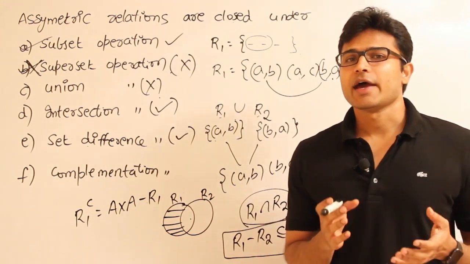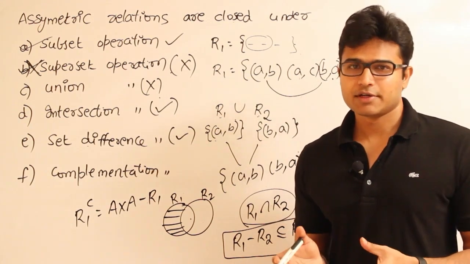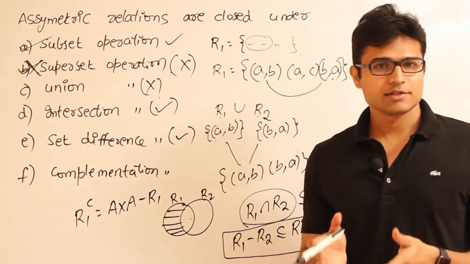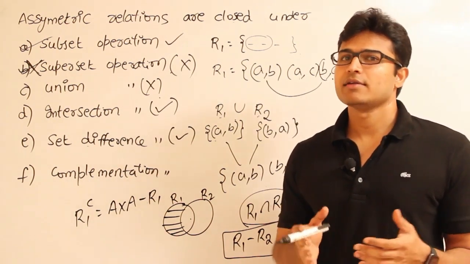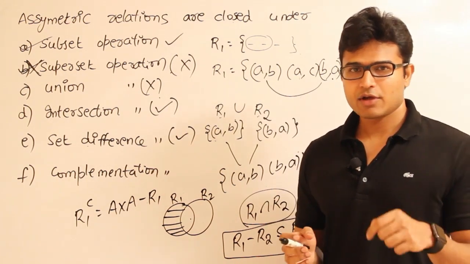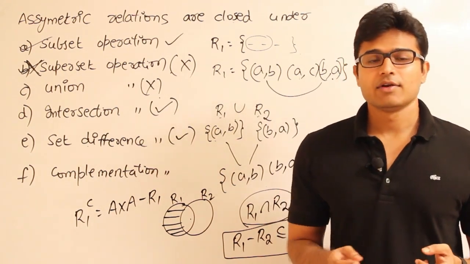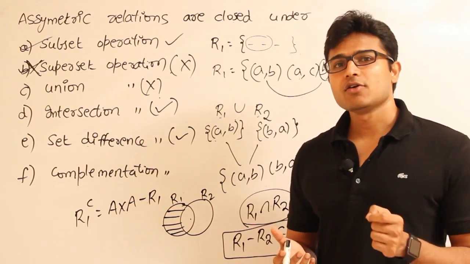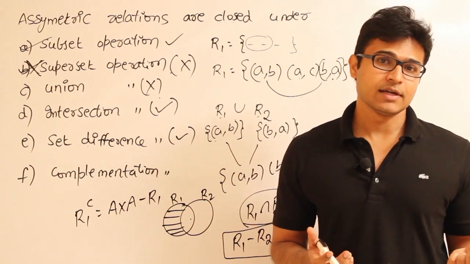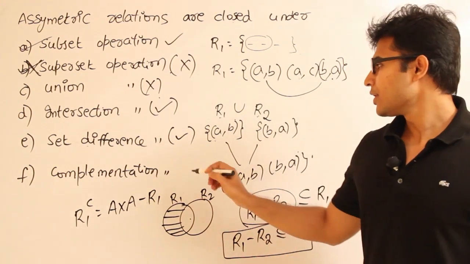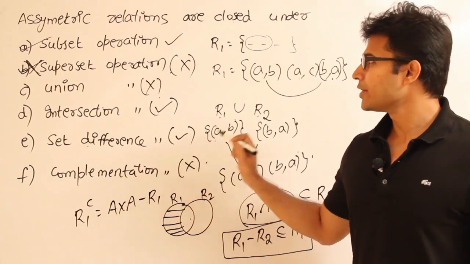Simple. If you have a relation which is asymmetric, then what happens to its complement? Now if the relation is asymmetric, definitely it will not contain any diagonal pair, isn't it? X comma X type of elements. Now if you take the complement of it, it will contain all the diagonal pairs, and that is enough to say that the complement of an asymmetric relation is not asymmetric. Got it? Therefore they are not closed under complementation.